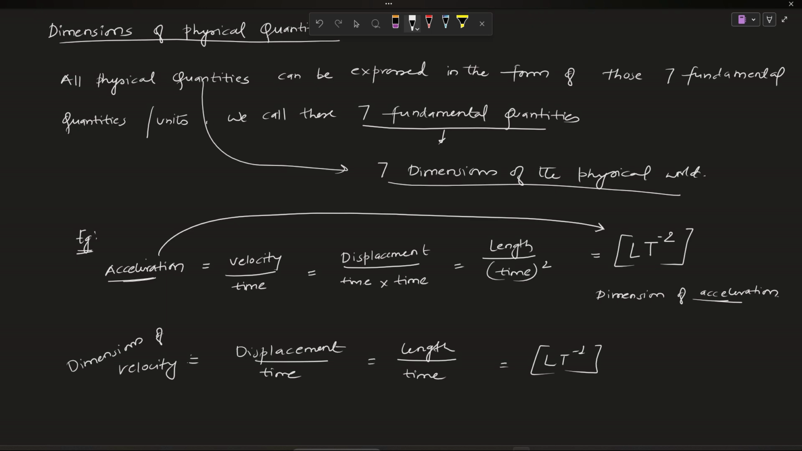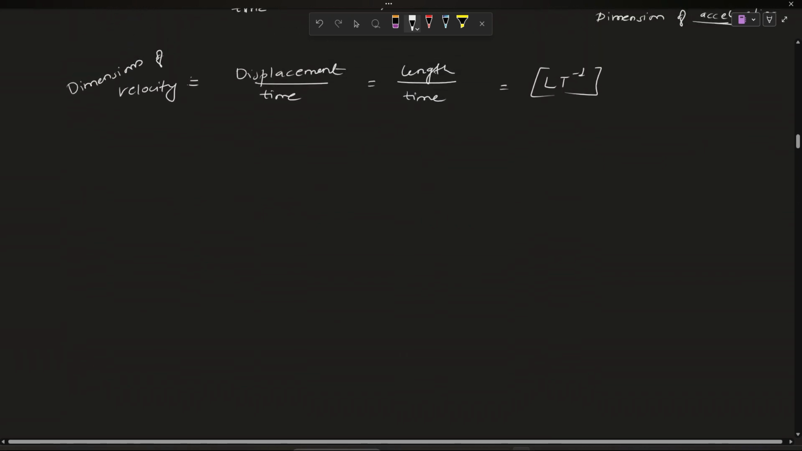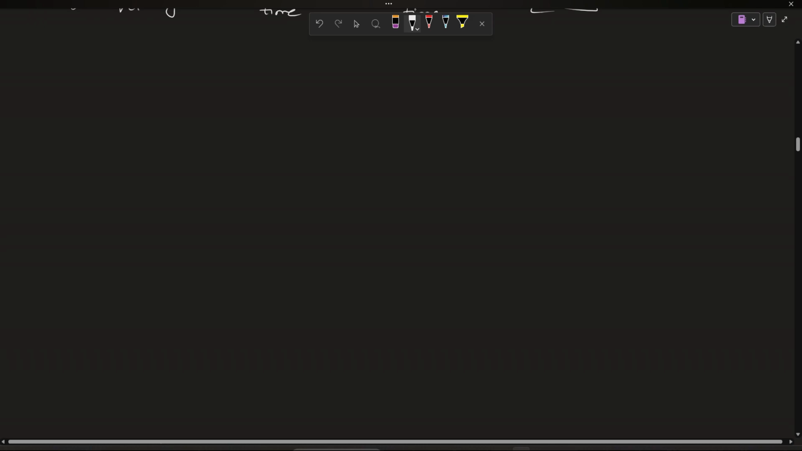M for mass, L for length, T for time, K for Kelvin, A for ampere, MOL for mole, and CD for candela. Based on this, these are the seven dimensions of the physical world, and based on that, we can define any physical quantity. Okay, clear? This is also known as the dimensional formula. So whatever we want to derive, we can derive based on that.